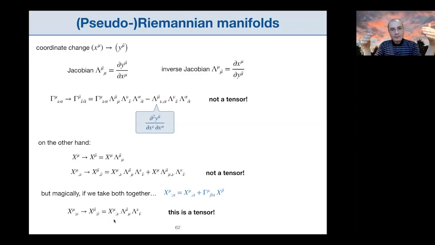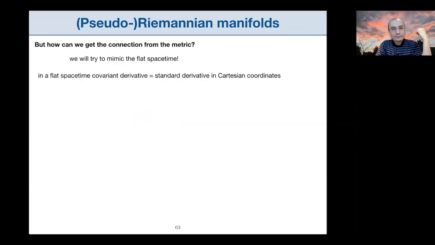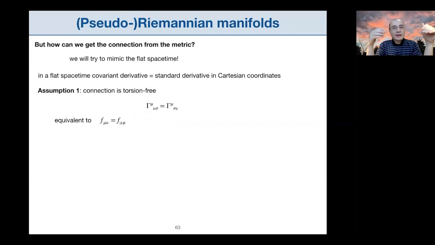But I promise that we don't have to assume a new connection. If we have a metric, we can obtain a connection directly from the metric. How can we do it? Well, we'll try to mimic the flat spacetime. Remember that in flat spacetime, or in Euclidean geometry, we also had some kind of covariant derivative that was the standard derivative, but in Cartesian coordinates. In the general manifold, we don't have Cartesian coordinates, but still we can assume something that sort of mimics this behavior.